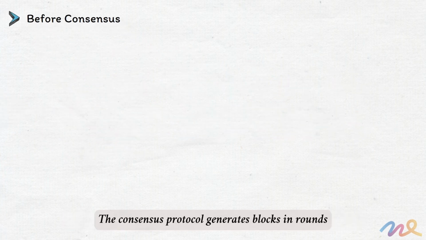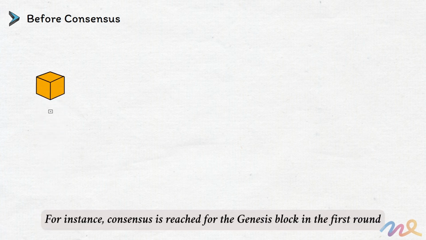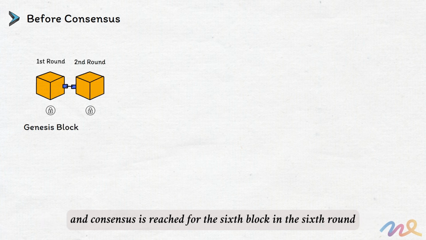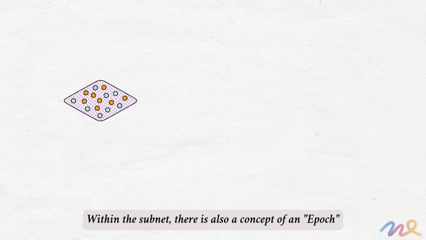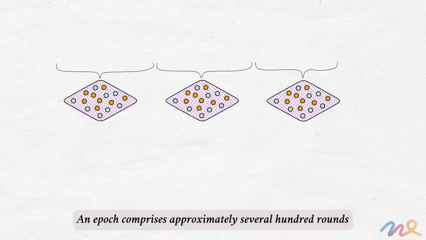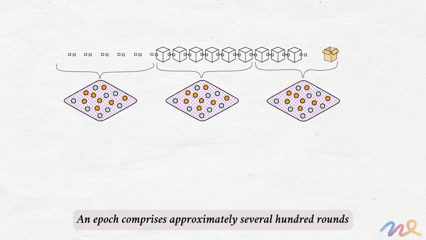The consensus protocol generates blocks in rounds. For instance, consensus is reached for the Genesis block in the first round, and consensus is reached for the 6th block in the 6th round. Within the subnet, there is also a concept of an epoch. An epoch comprises approximately several hundred rounds.